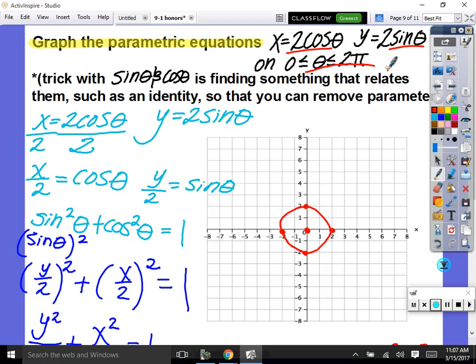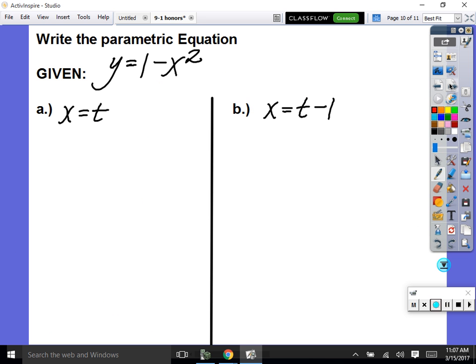Okay, questions on that? Okay, this is my last example. Then the rest of the time is all you. So it says, write the parametric equation. You're going to be given y equals 1 minus x squared. Now part A, let's write a parametric equation. Remember, what does a parametric equation mean? It means you have an x, y, and they're both functions of t, for example.